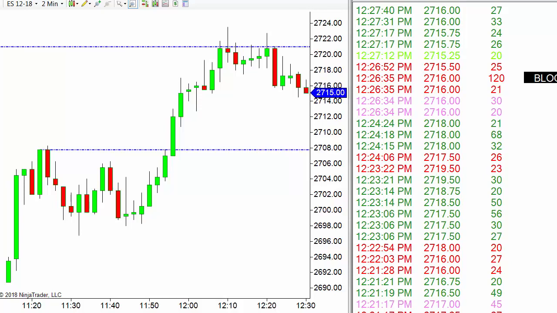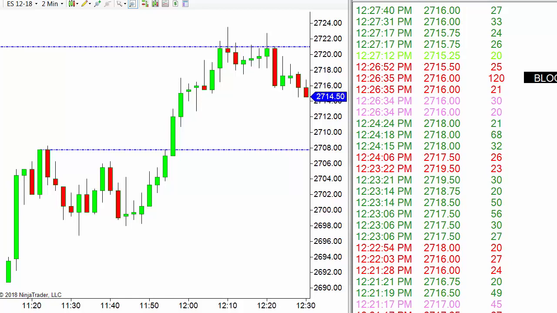I have also set another filter where the only sales that show up are 20 contracts or more. The idea there is to see, okay, what are the big dogs doing? Not necessarily the huge whales. So I've got 2 levels of filters that I'm using here.